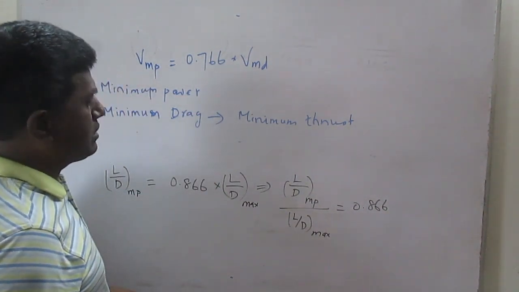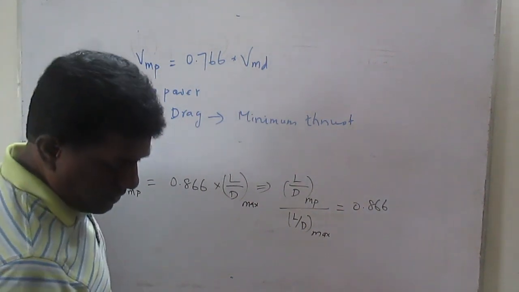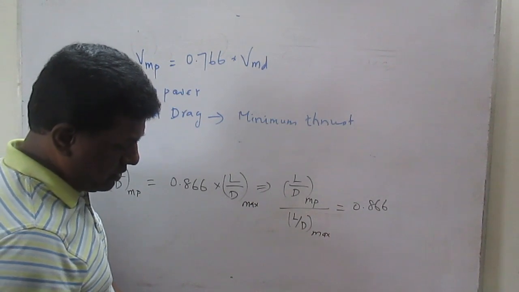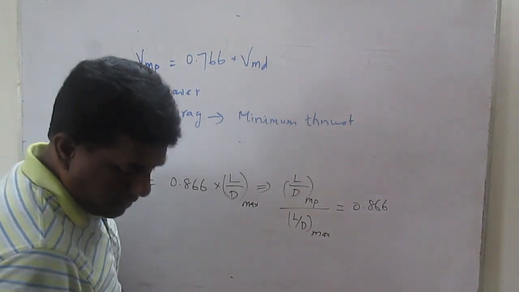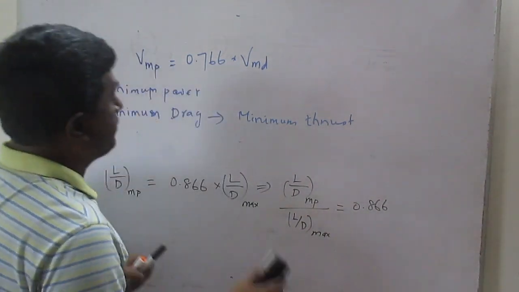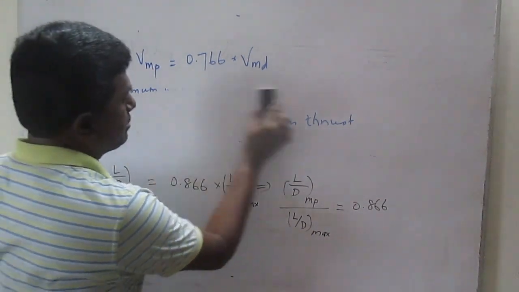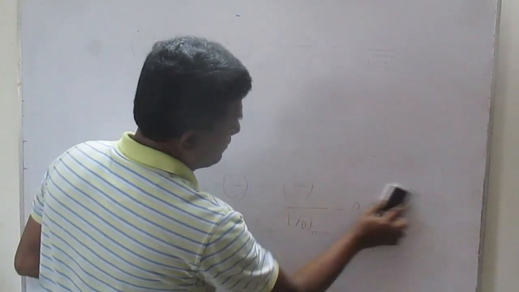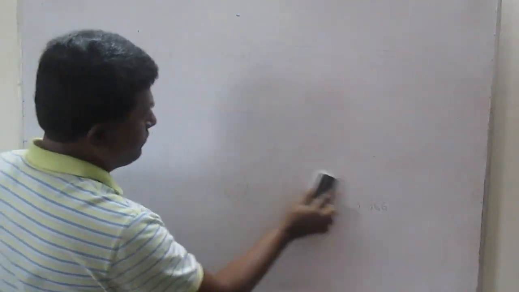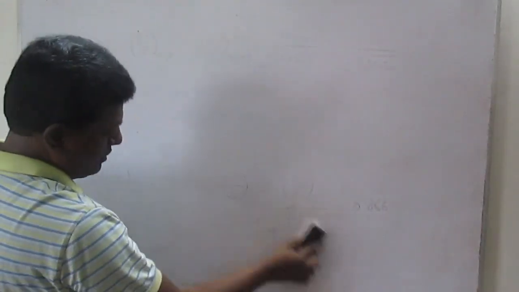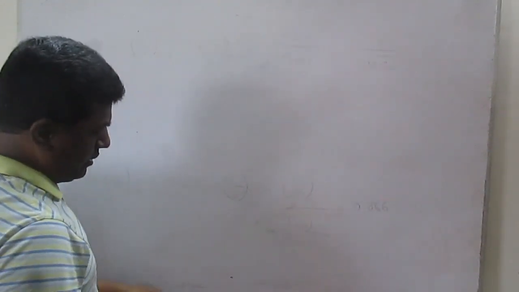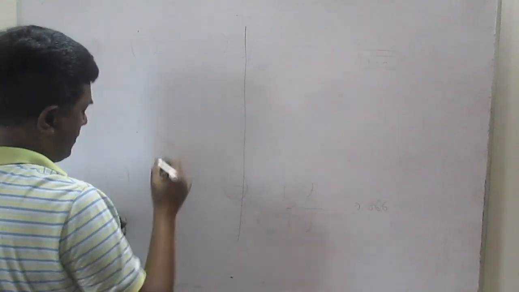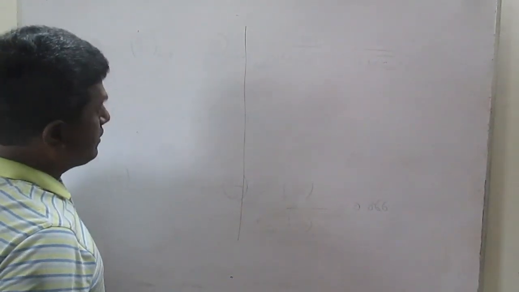Based on this, now we can write a few things. We can tabulate the minimum power and minimum thrust conditions. If you are tabulating this, we can draw the table.